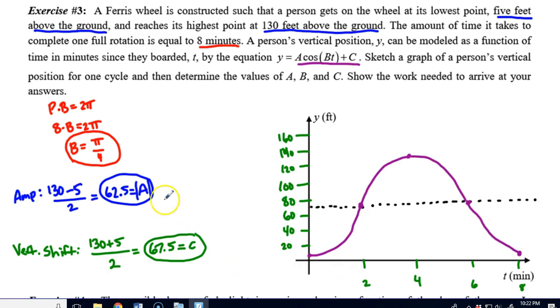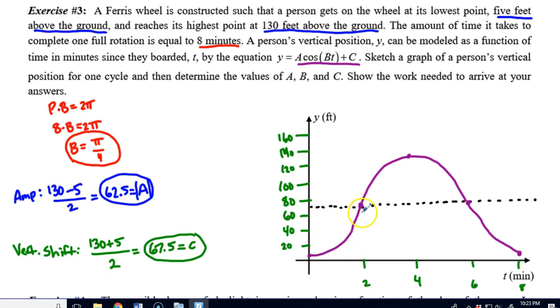So you may have noticed I went back and put an absolute value around this A, because I don't know right away if the value of A is positive or negative, but just modeling this situation, it makes sense that the person starts out at the bottom, right? Starts out at a height of 5, not way up in the air, and they get back to 5. So it's a negative cosine graph, okay?